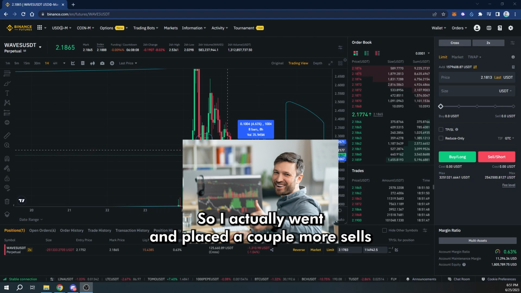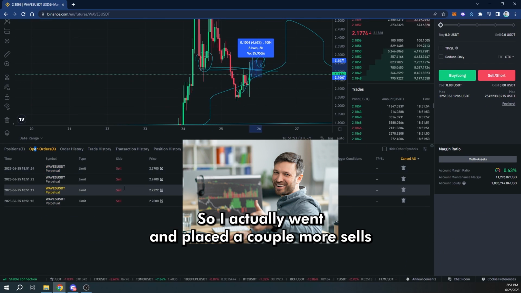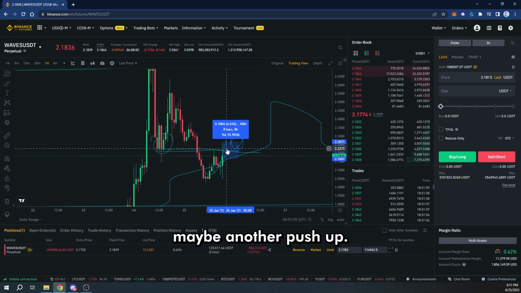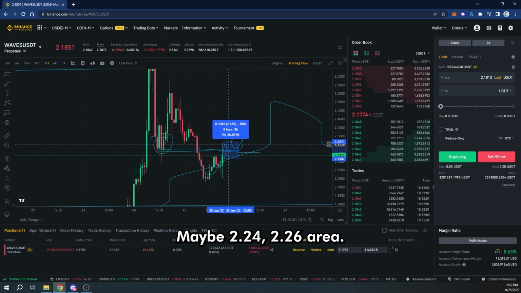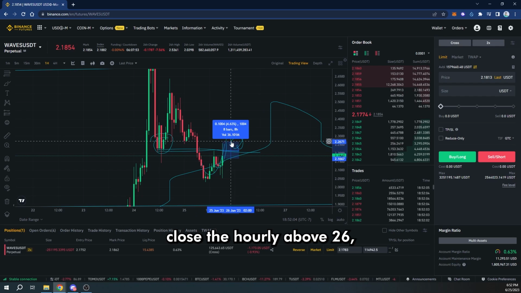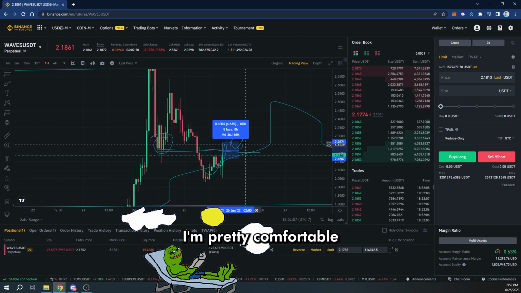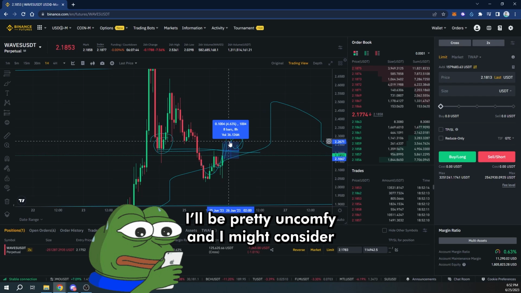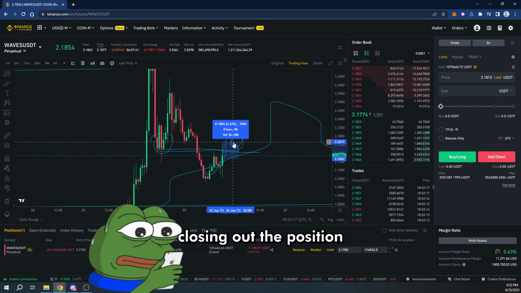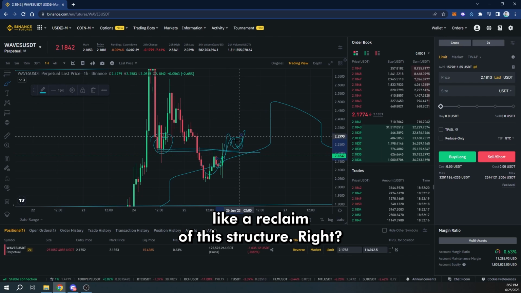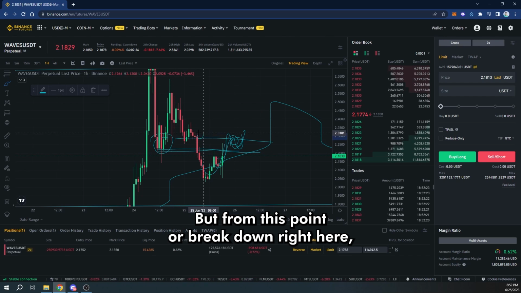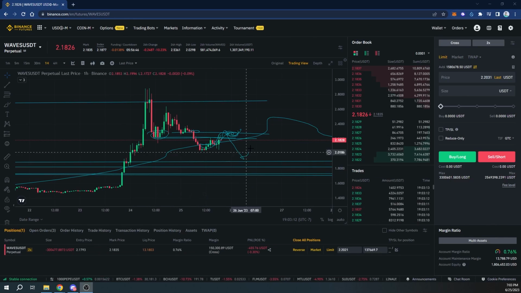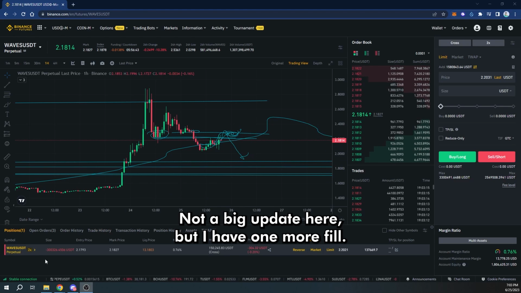Okay, so I actually went and placed a couple more sells a little bit higher in anticipation of maybe another push up, maybe the 224, 226 area. As long as we don't close the hourly above 226, I'm pretty comfortable in this position, right? If we close an hourly candle at 226, I'll be pretty uncomfortable and I might consider closing out the position, just because that would look like a reclaim of this structure, right? But from this point of breakdown right here, I want to see price just retest and maybe keep falling, right?